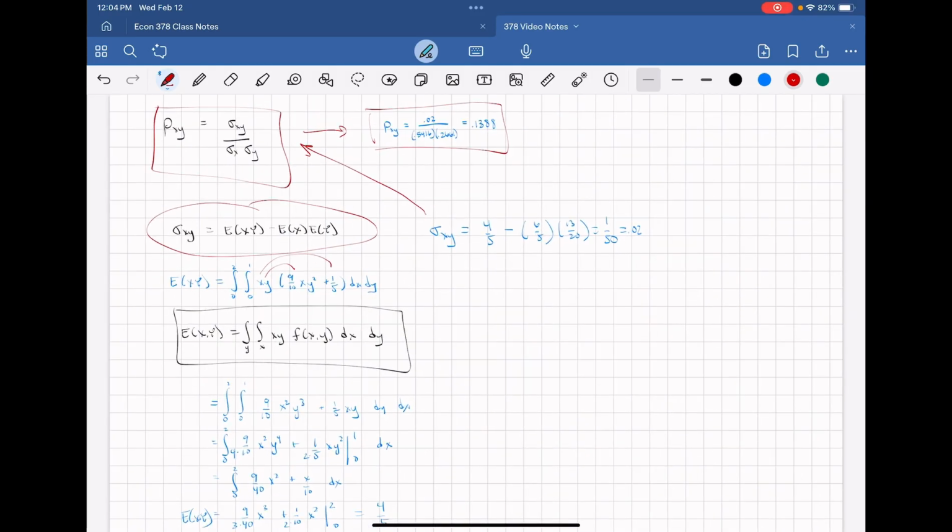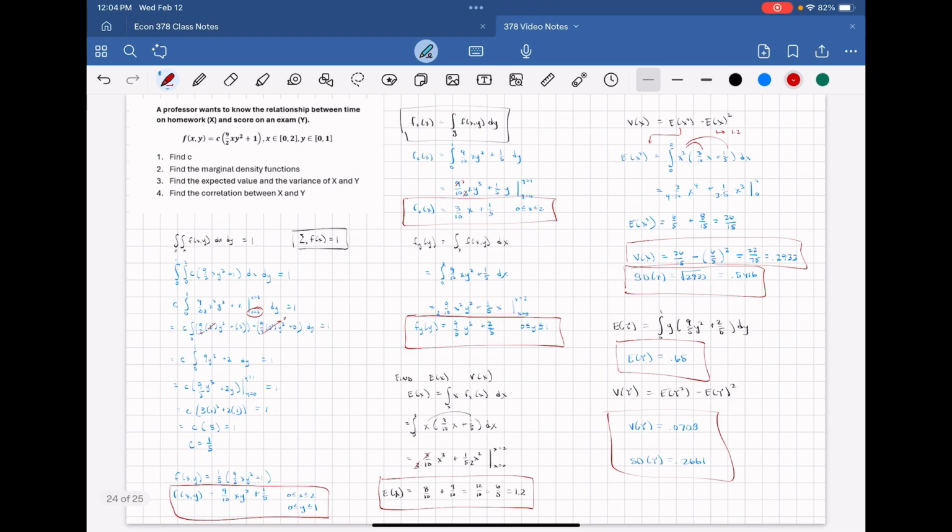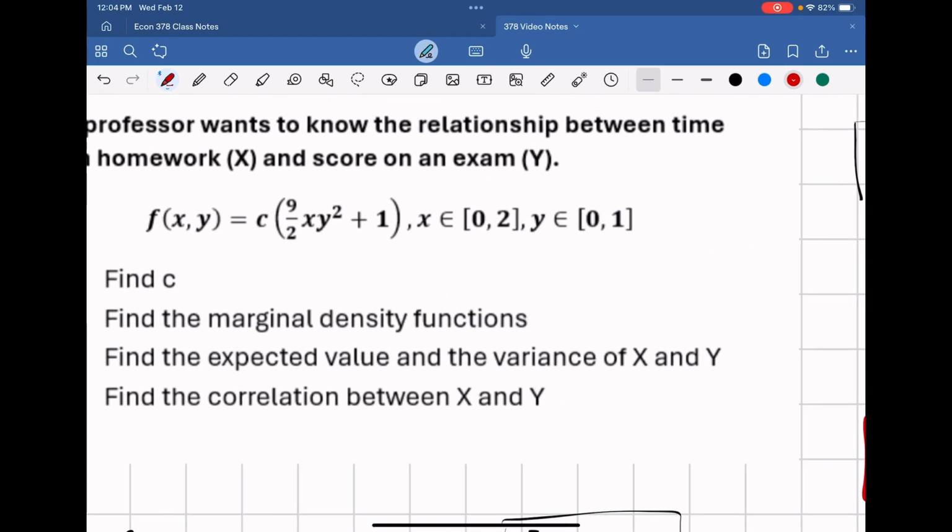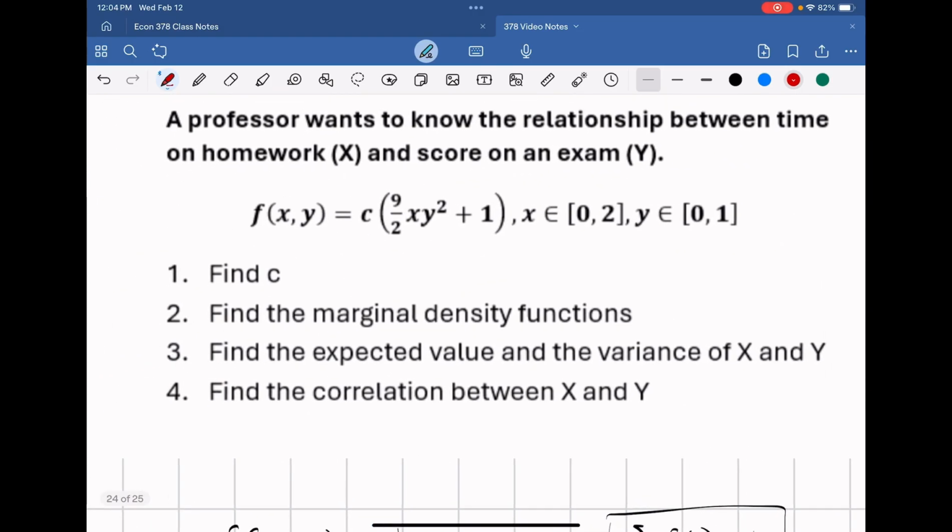And so again, looking at our big picture overall, we can take a density function, we can solve for c, we can find the marginal density functions, find the marginal expected values and the variance from the marginal densities, and then we can find the correlation between x and y.